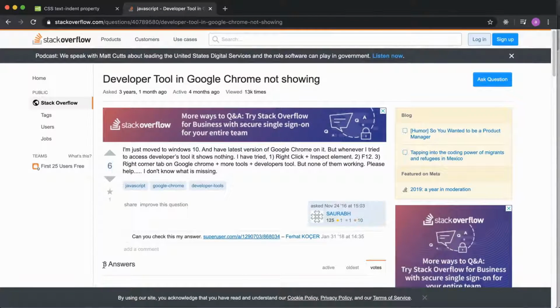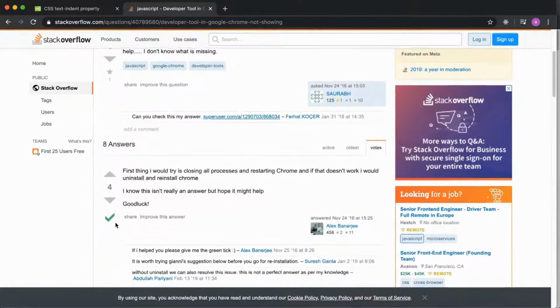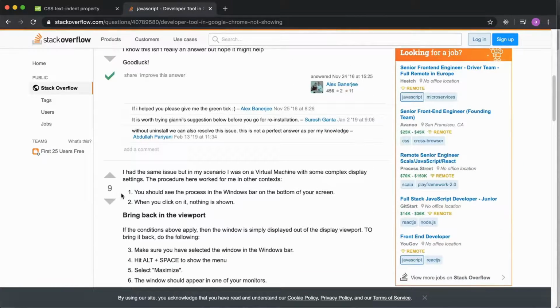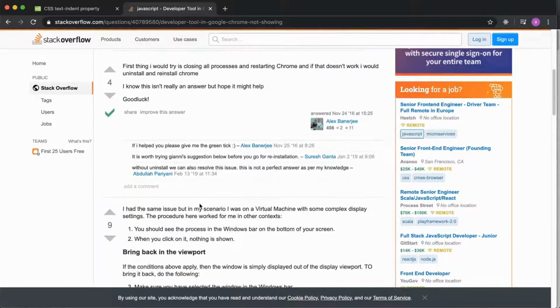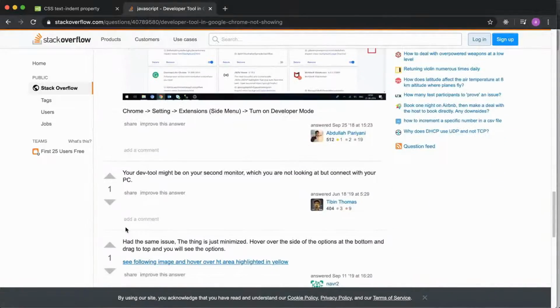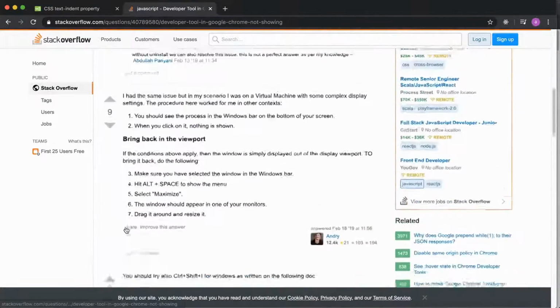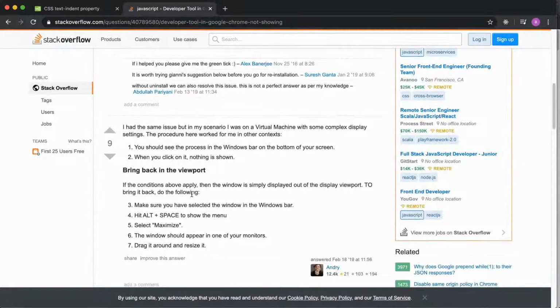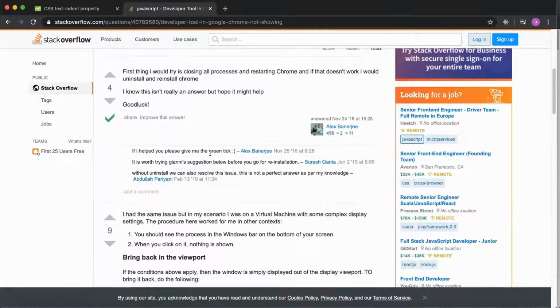The numbers over here, that's the voting. The one with higher votes means it worked for a lot of people. When people try the solution and it works for them, they vote it up. If it doesn't work, they will vote it down. So you can check the numbers. The one with the highest votes is most likely the one that you expect. As you can see here, this one has 9 votes, so you can go through that and check if it works for you.